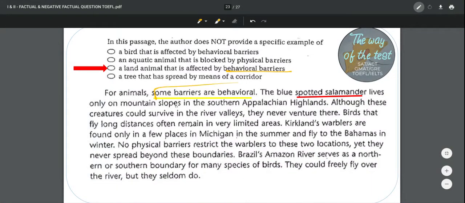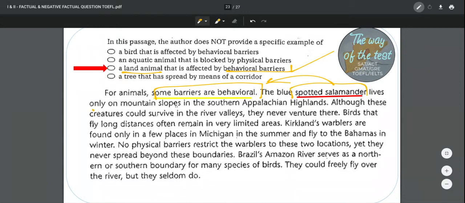Again, we go to the behavioral barrier passage, and we find the spotted salamander. And now we know that the spotted salamander is our example. Now again, I'm assuming you know what a salamander is, but let's say we don't know what kind of animal this is. So how on earth are we supposed to know whether this is a land animal? Maybe it's an aquatic animal. So how do we know?